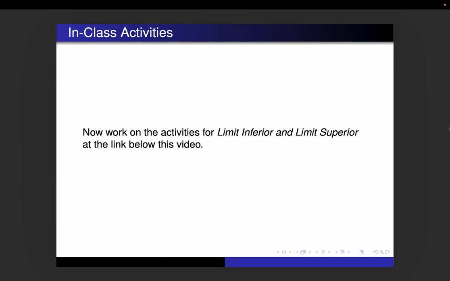And if not, you can work on the in-class activities for the limit inferior and limit superior, where you're going to actually prove that theorem. That's at the link below this video.